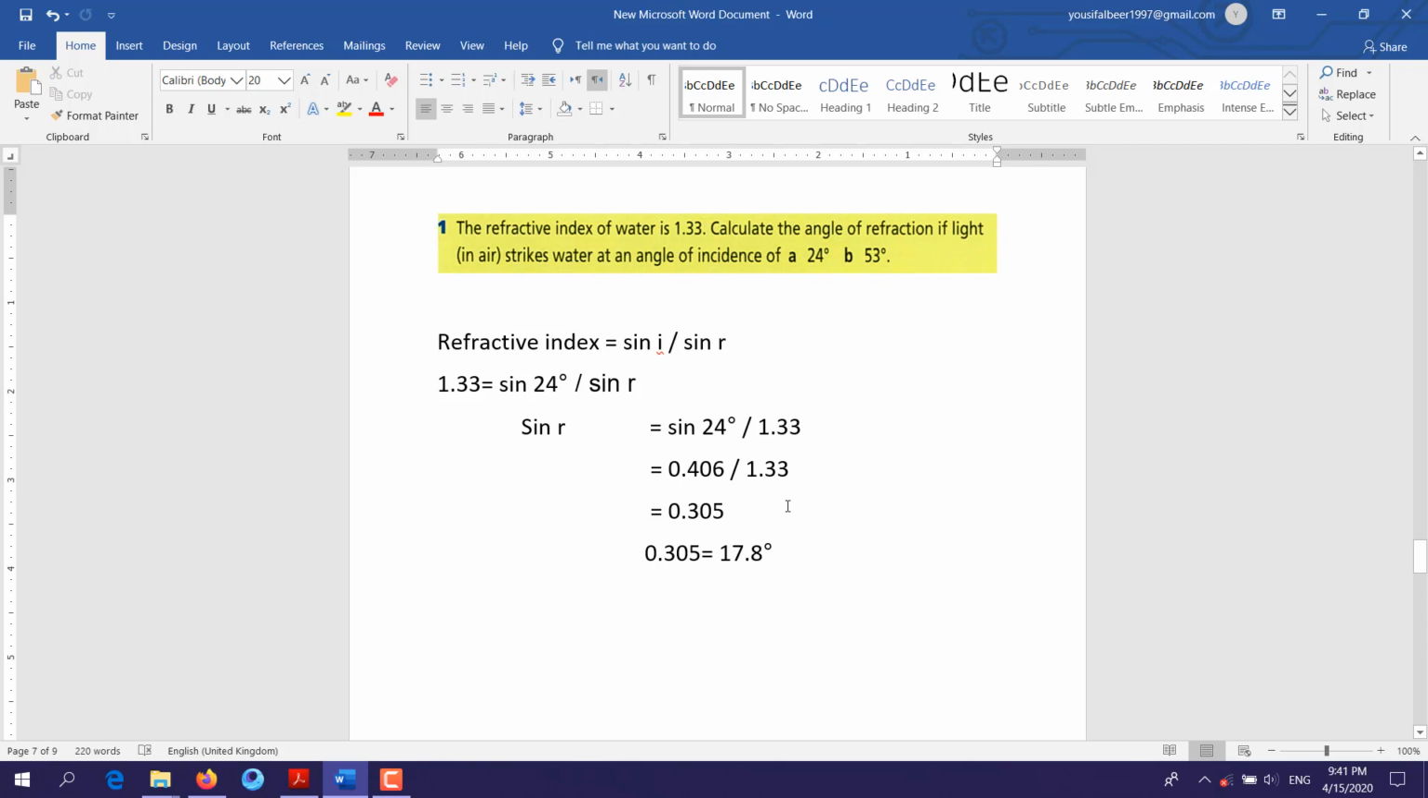Your task is to do B. How will you solve B? You will follow the same steps. You will just need to replace the sine 24 with sine 53. Again, by using the calculator, you will just repeat the steps and you will get the answer.